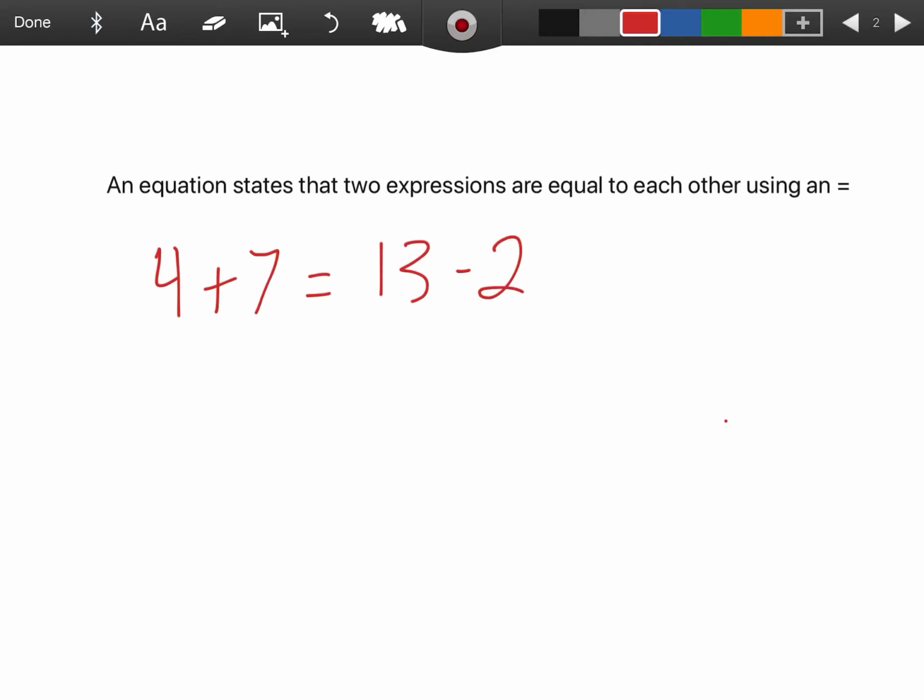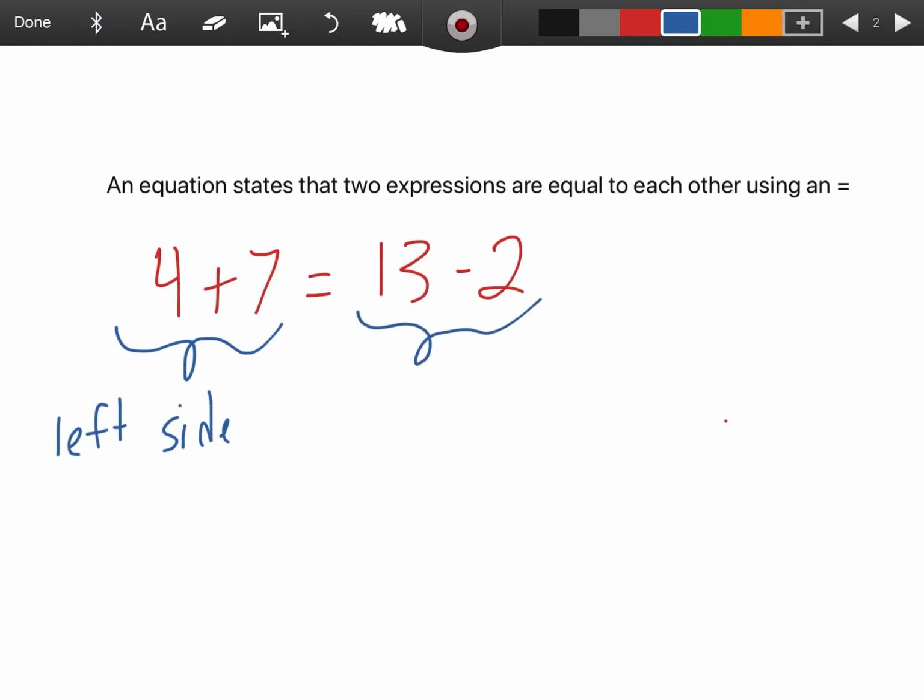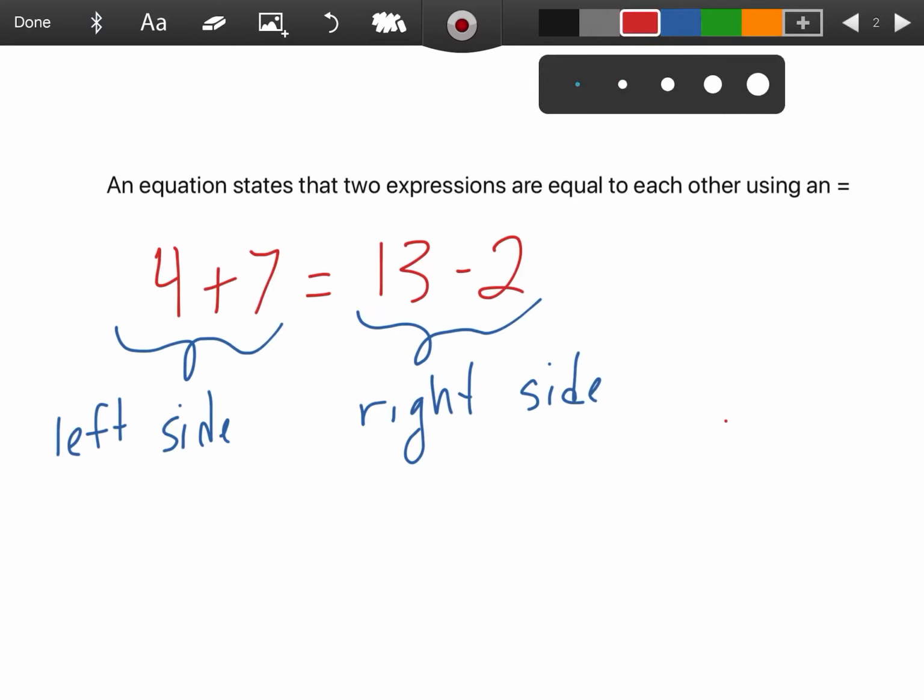It states that these two expressions are equal to each other, and what we're going to want to do is just simplify both sides of this equation. Over here, we call this the left side of the equation, and to the right, this here is my right side of the equation. So what we'll do here is just simplify both sides of the equation. Once we've simplified it all the way down, if we have the same number on the left as we do on the right, then we know that the equation is going to be true.